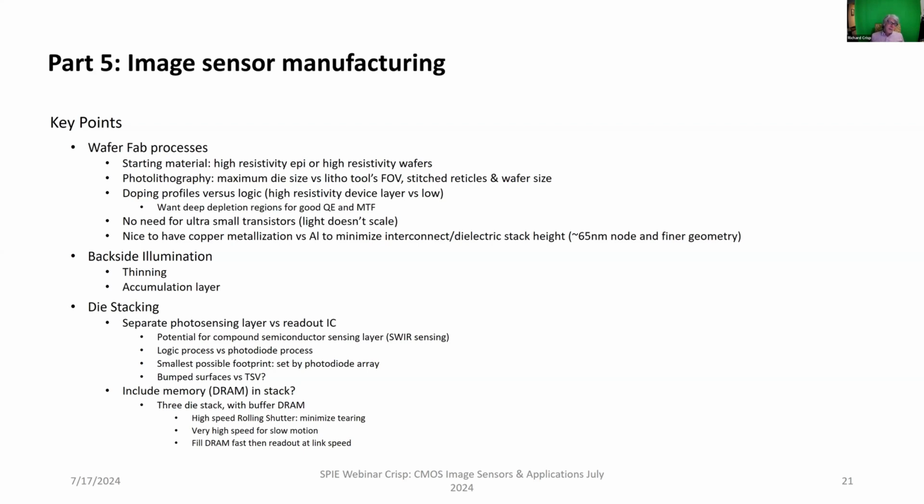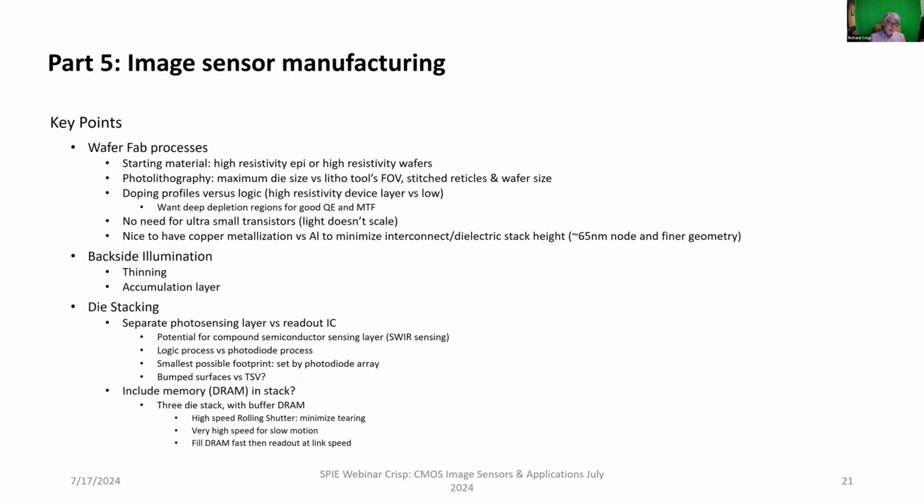And then a layer below that may be more optimized, like a logic device, for reading out and processing the image data. The other thing that's interesting is that if you wanted to do non-optical or non-visible light sensing, like shortwave IR, for example, you can use a compound semiconductor for sensing the light, and then still use ordinary silicon CMOS for the other tasks.